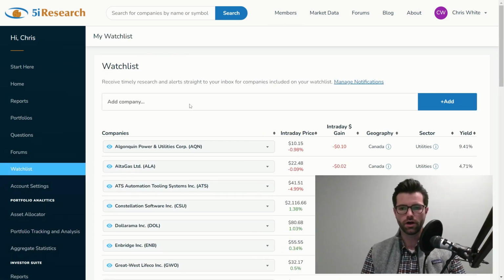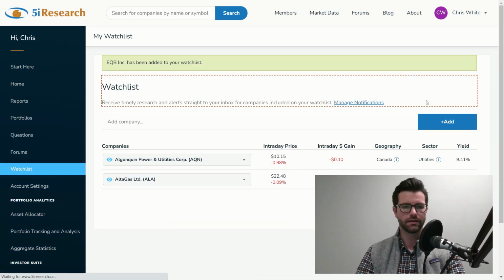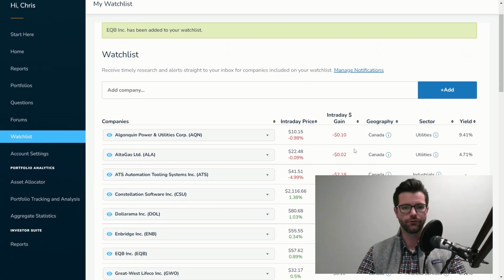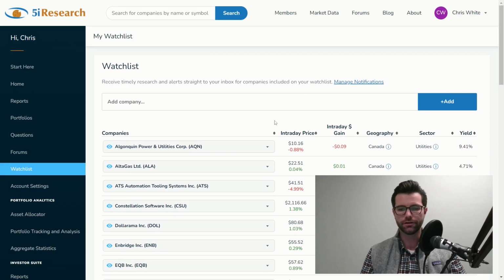Now that we're in the Watchlist, members can add any US or Canadian stock or even ETF to their watchlist. All they have to do is enter in the specific ticker. For example, we'll add in EQB, and they can add it to their watch list and keep that on their radar.